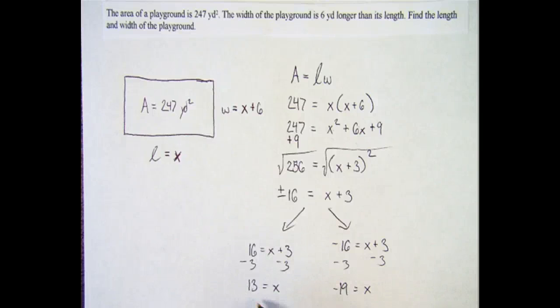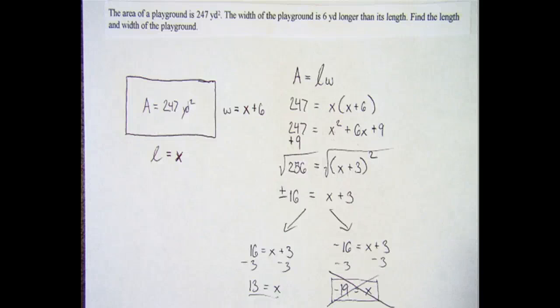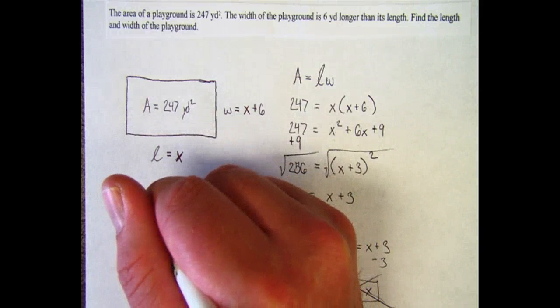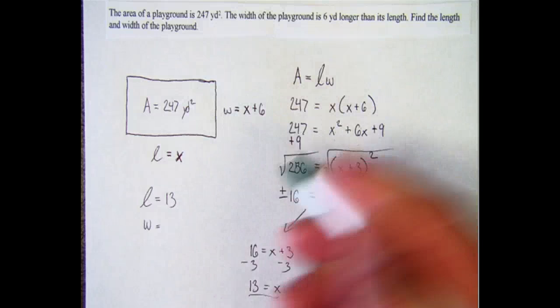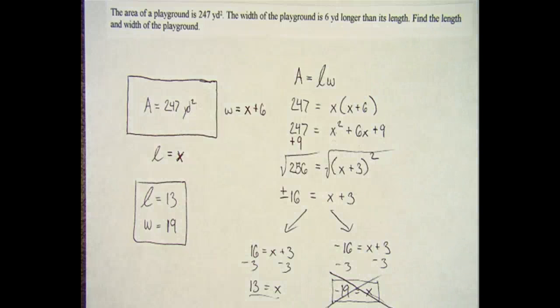And so look at our two solutions. Is it possible to walk 13 yards? Absolutely. Is it possible to walk negative 19? Hey, that doesn't work. You can't have a negative distance. So this is an extraneous solution. It's a solution that makes sense mathematically, but not through common sense. So we are going to get rid of that, and our solution is that the length is going to be 13, and our width is going to be 13 plus 6, which would be 19. So there we found the length and width of our playground.